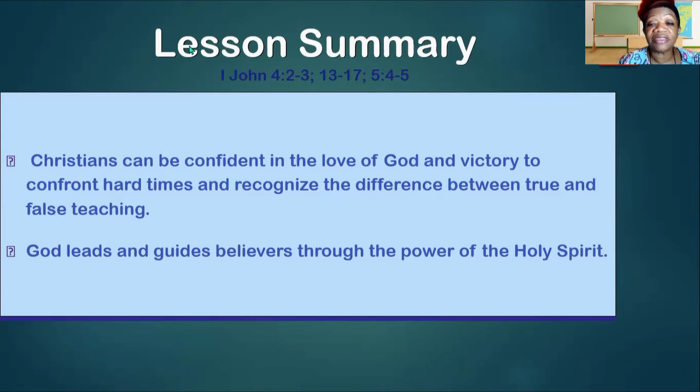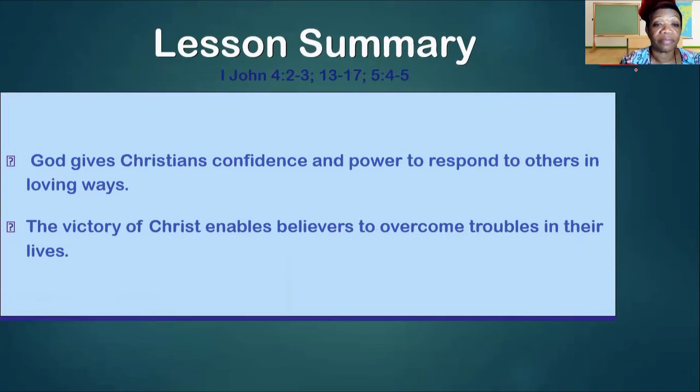And he wants you to recognize the differences between true and false teaching, because there are some out there, not just back in biblical days, there are some false teachers out there right now. A lot of them are on TV telling your parents or people that don't read the Bible things that are in the Bible that are not. And they're interpreting the Bible incorrectly to fool people. But God leads and guides believers through the power of the Holy Spirit.